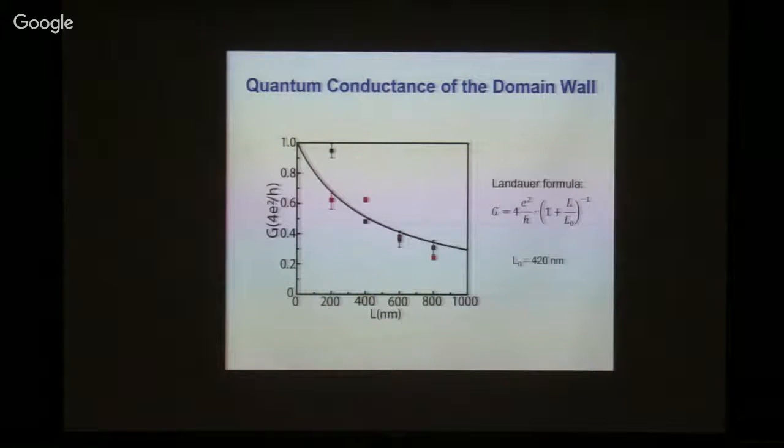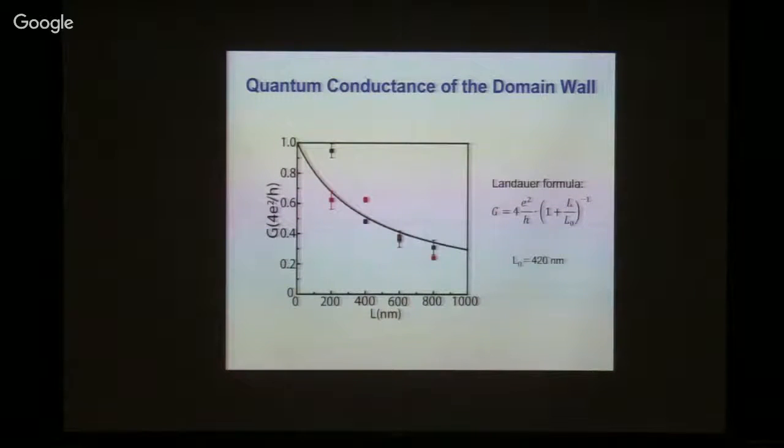So if there is no backscattering at all, conductance should be quantized by e squared over h. So in this case, there will be 4 conducting channels. However, in this system, there is still finite backscattering. So it will have a kind of length dependence. And the scattering length is defined by L0, which is about 400 nanometers over here.